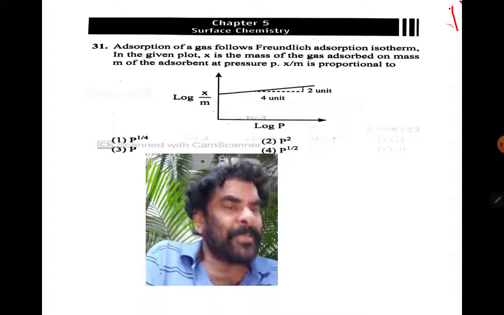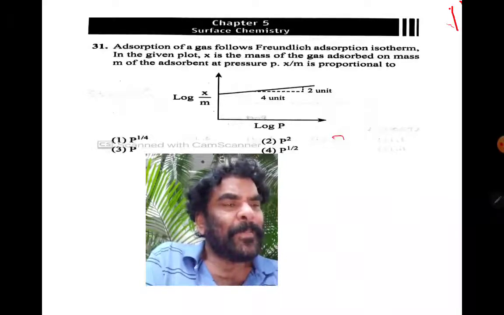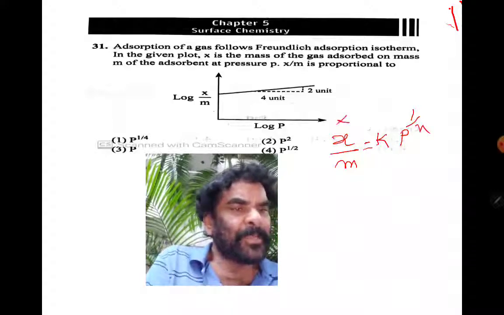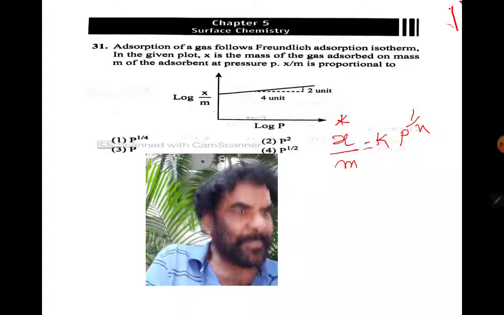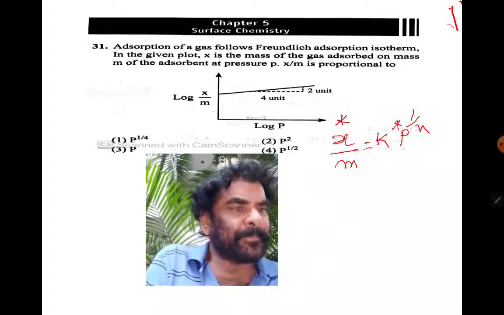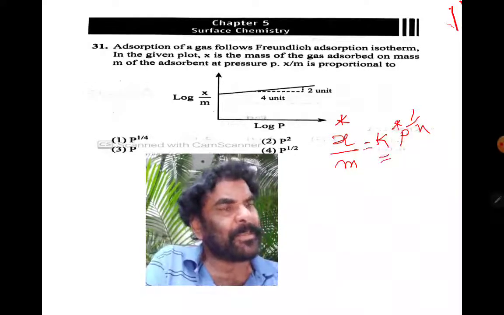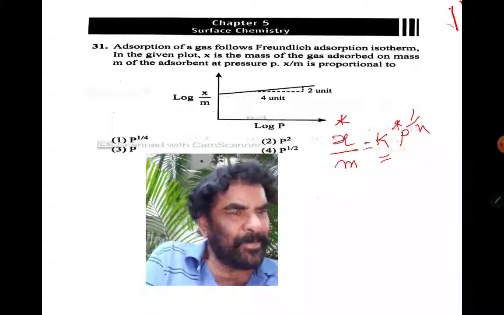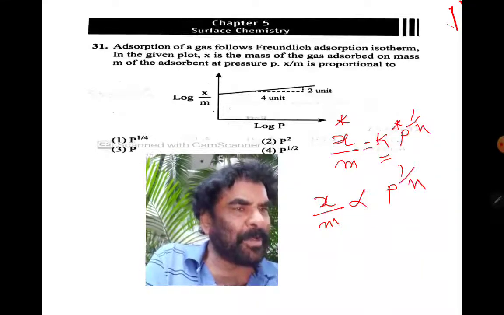Let me write the Freundlich adsorption isotherm: x by m is equal to k into p to the power of 1 by n. The variables are x by m versus p. The k and n are constants. So theoretically, x by m is proportional to p to the power of 1 by n. The proportionality constant is removed.